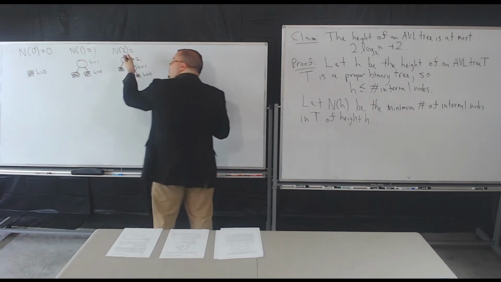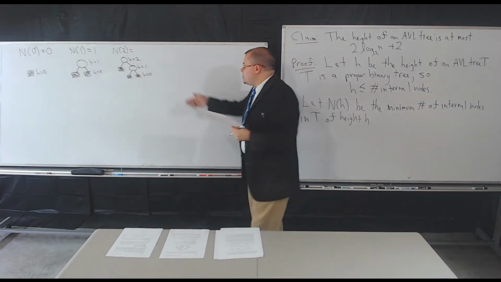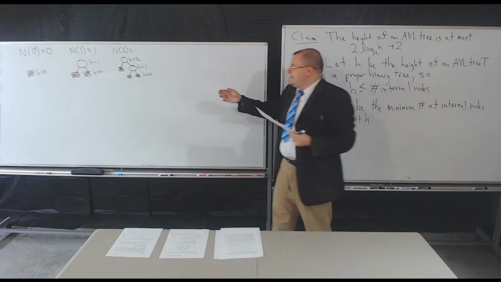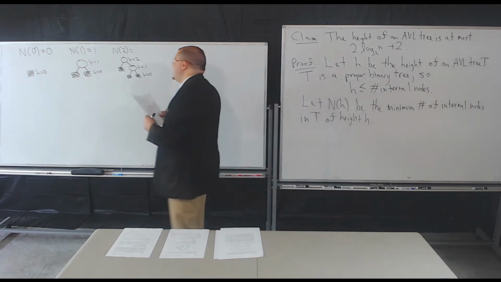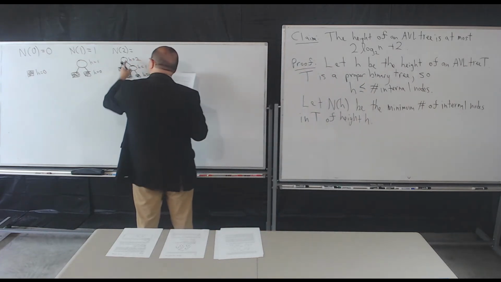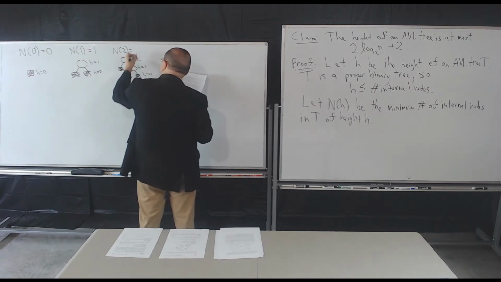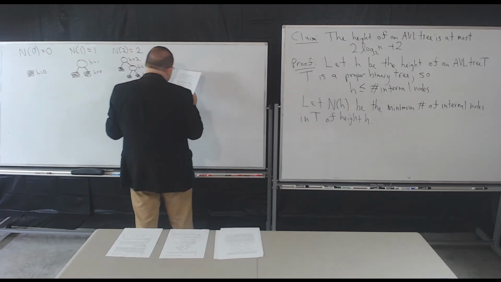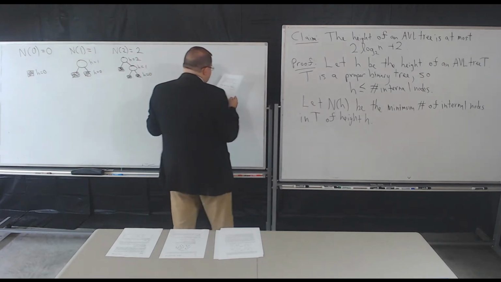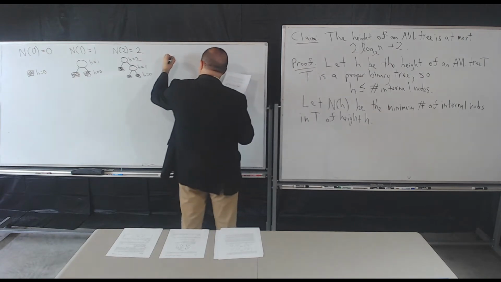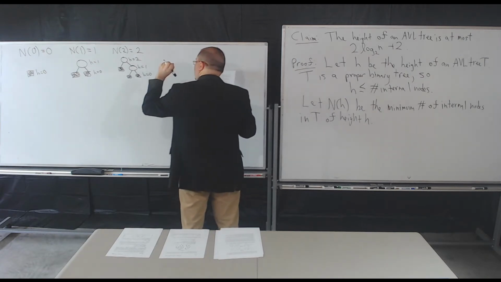Notice that you can't do any better than this, right? Suppose I did only have 1. Do you see how that just won't work? Okay, so how many internal nodes do I have here? I have 2. Now this is where it's going to get a little bit interesting. How about if I have a height 3?